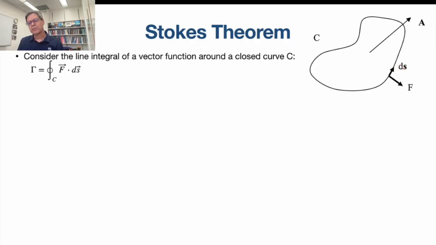This integral comes about, for example, in electromagnetism in Ampere's law, where you're integrating the magnetic field along the closed loop. So the integral of B dot ds, where B is the magnetic field, is set equal, in Ampere's law, to the amount of enclosed current inside that loop. So that's an example in physics where this integral comes about.